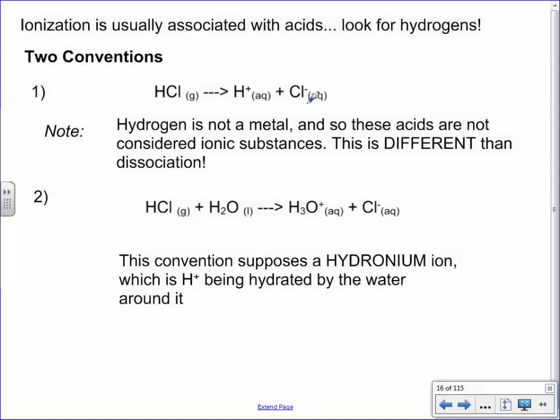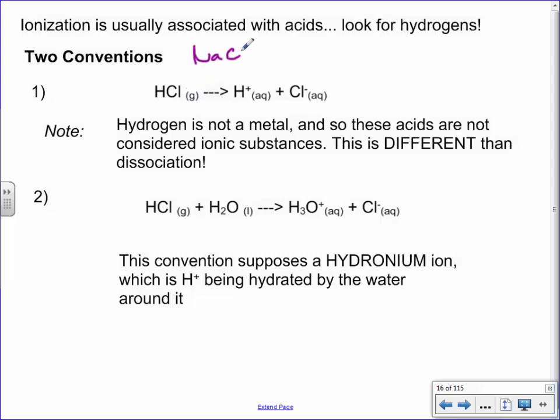Except we have a different name for it because they're bonded differently. Does that make sense? In HCl, we have two nonmetals sharing electrons. By virtue of them sharing electrons, they weren't supposed to form ions. And so when they do form ions, we call it ionization.